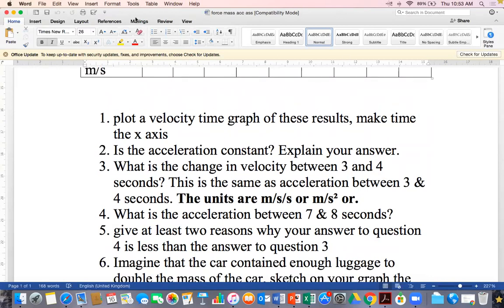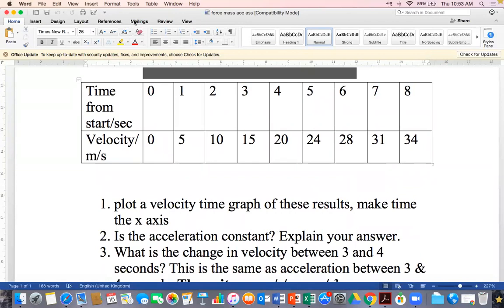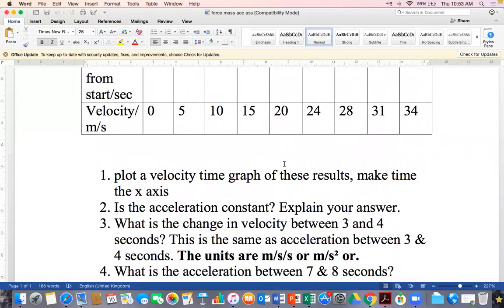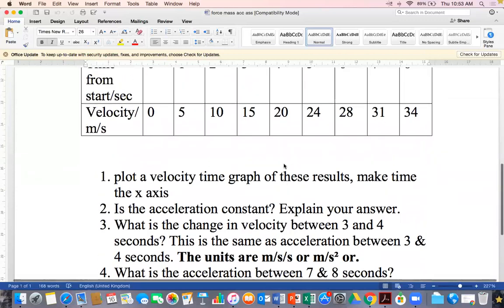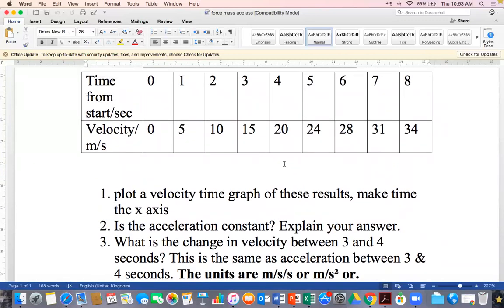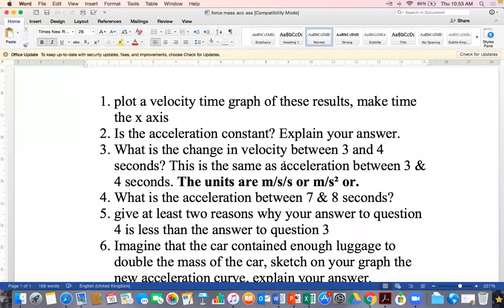Okay, next question. What is the change in velocity between 3 and 4 seconds? This is the same as acceleration between 3 and 4 seconds. 5 meters per second squared. Correct. So 5 meters per second squared. Okay. What is the acceleration between 7 and 8 seconds? 3. Okay.